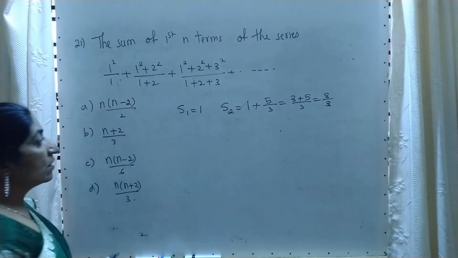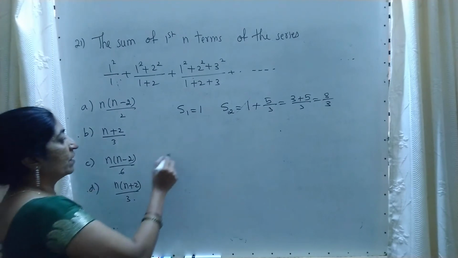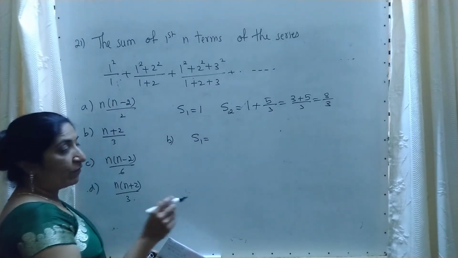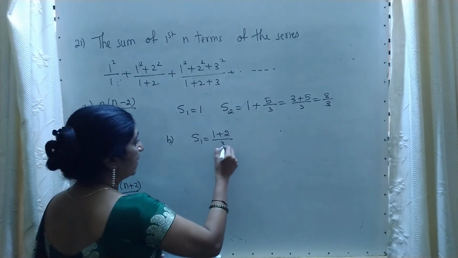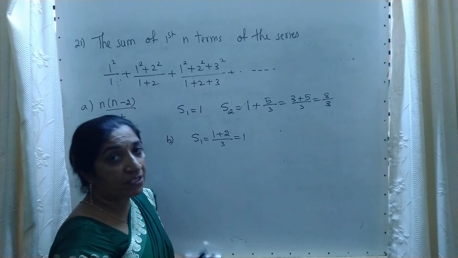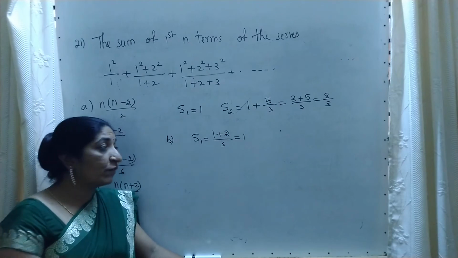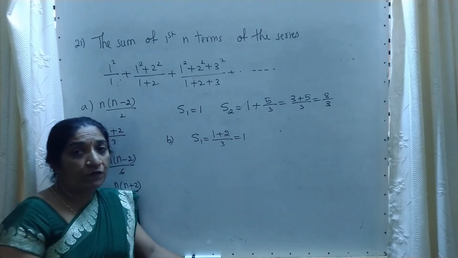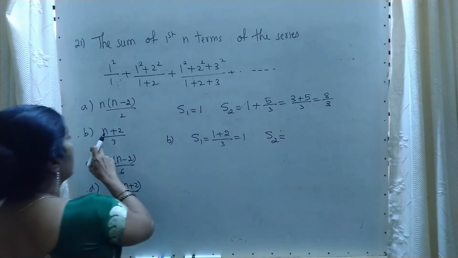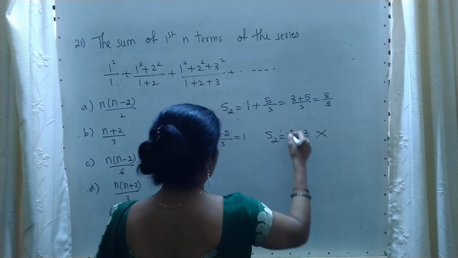Now we will move to that. For the second term we require 8 by 3, so first we will check for B and D. If you go for B, what is S1? S1, n is replaced by 1. So 1 plus 2 divided by 3, 3 divided by 3 is 1. Yes, it is tallying with the first one. And remember, don't mark the answer only by the first term, because usually all 4 options will satisfy the first. That's why don't go only for S1. Try for S2. That means wherever n is there, we write 2. So it is 2 plus 2 divided by 3. This is not tallying.